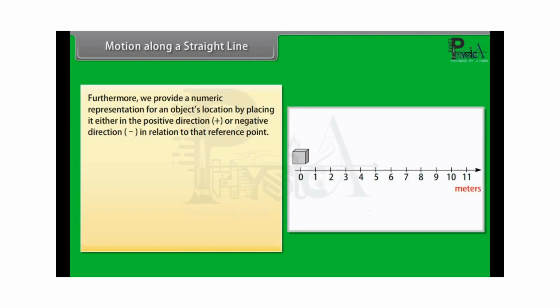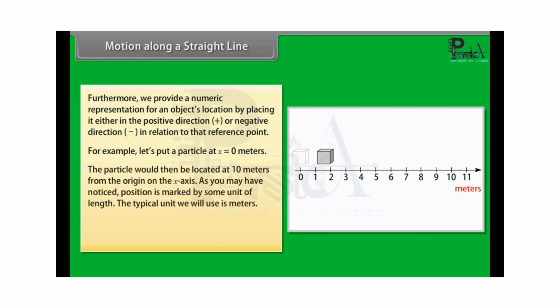Furthermore, we provide a numeric representation for an object's location by placing it either in the positive direction or negative direction in relation to that reference point. For example, let's put a particle at x is equal to 0 meters. The particle would then be located at 10 meters from the origin on the x-axis.